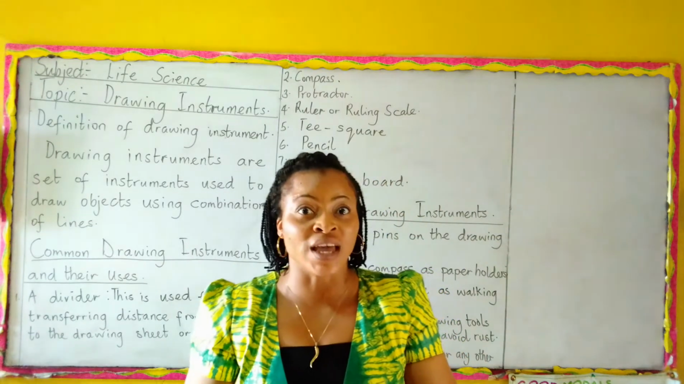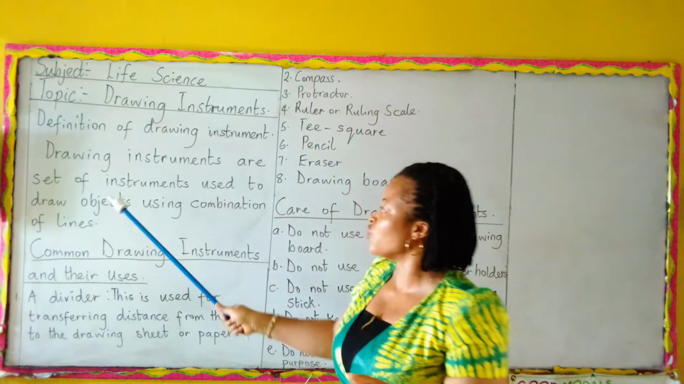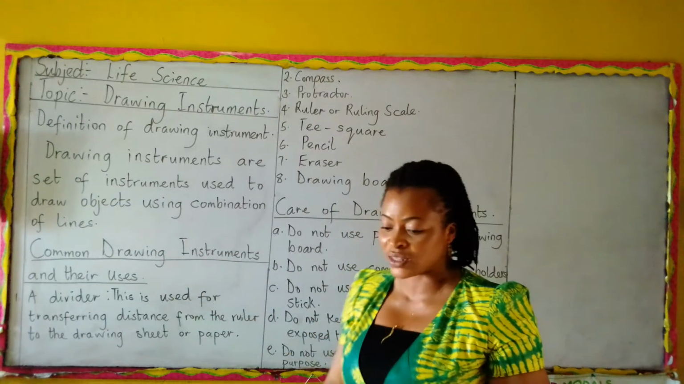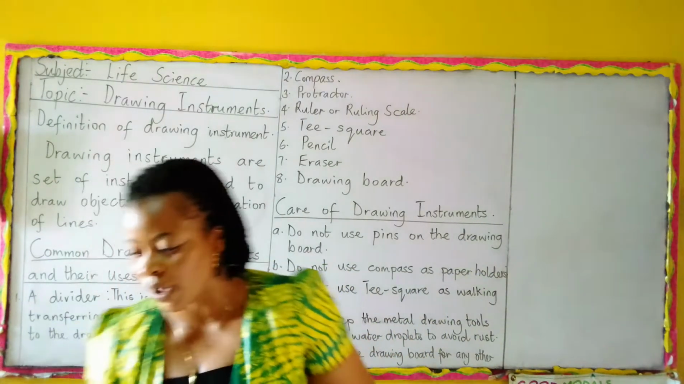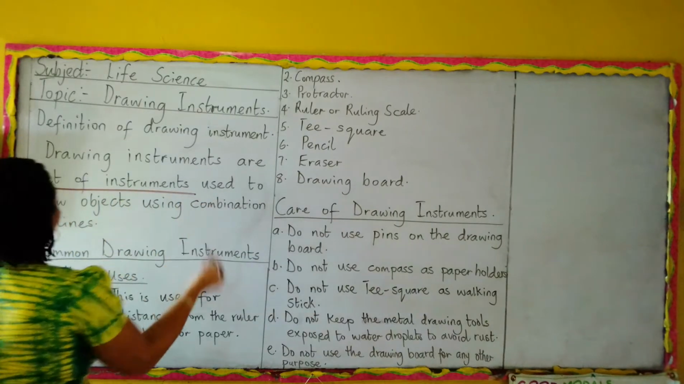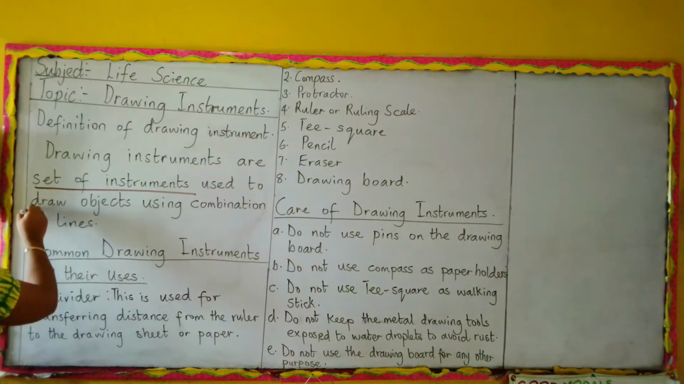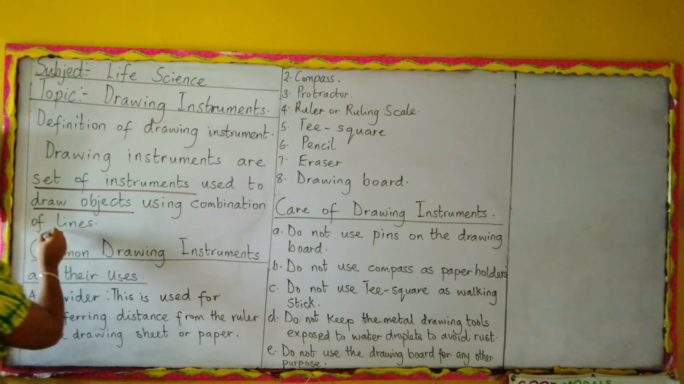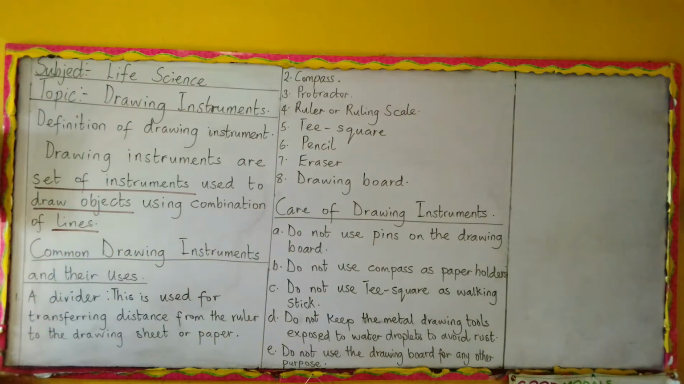So the key words there are what? We have it as drawing instrument, set of instruments. I always love to bring out my points. So look at this. These are the key words. Set of instruments. We use it to do what? We draw objects using a combination of what? Lines. That is it. Now, that will take us to common drawing instruments and their uses.